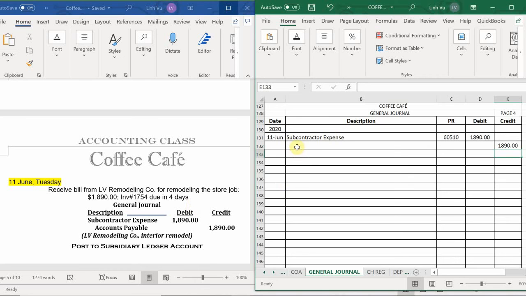And then because we received a bill, we're not paying it now, we're paying it later, we're going to recognize accounts payable, which is account number 20,000. Since we're not paying it today, we have all the information that we need to build our description. We're going to say LV Remodeling, because that's the company we worked with.